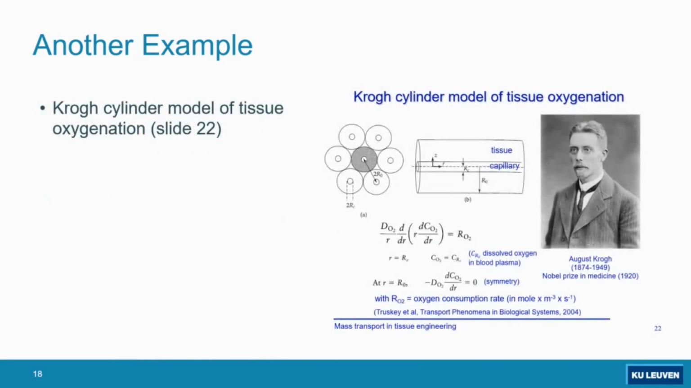So let's have another example. The other example could be the Krogh cylinder model of tissue oxygenation that you saw in slide 22 of Hans' slides. You saw the general form, but what is interesting here is that it is a bit different because it is radial diffusion in radial coordinates.